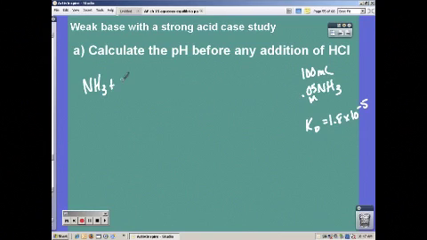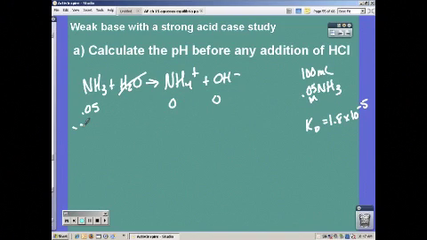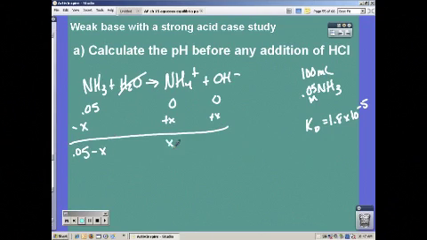Since it's a weak base, we're going to have to react it with water to figure out how much of it's going to break apart into NH4 and OH ions. Can ignore water. We only have our weak base. Now we need to set up our equilibrium expression and solve for X.